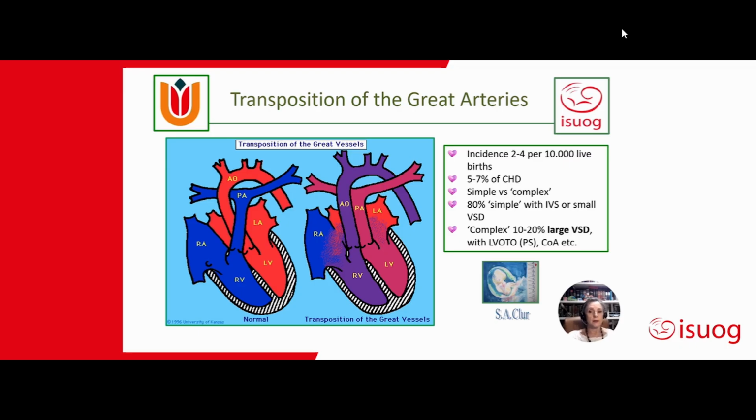Transposition has an incidence of about 5 per 10,000 live births and makes up about 6% of congenital heart disease. It is usually divided into simple and complex cases. The simple cases have an intact interventricular septum, and the complex cases may have an additional lesion such as a large VSD, pulmonary stenosis, or coarctation of the aorta.